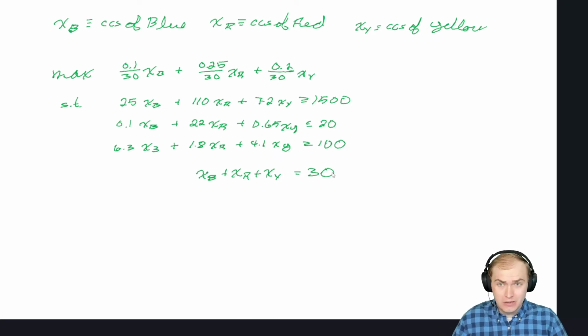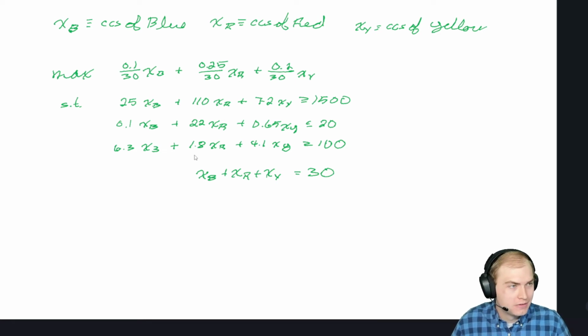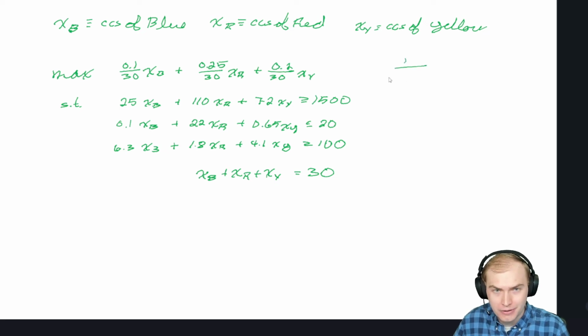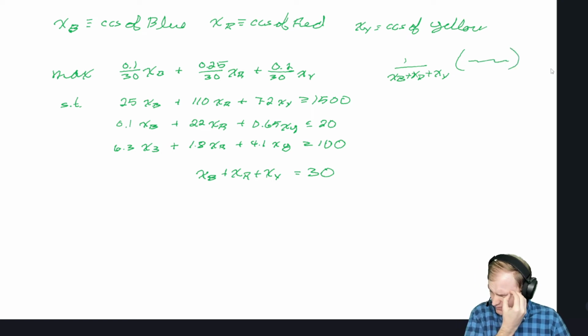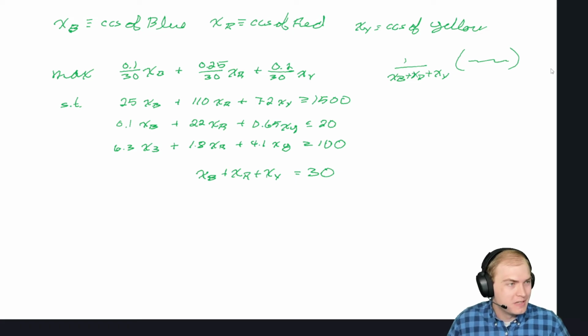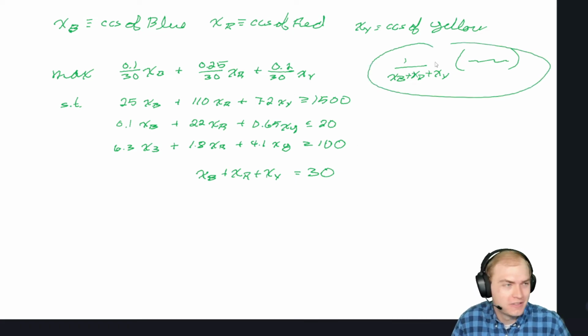Now, when I first wrote this problem, I didn't include the exactly 30 cc's issue, and then I ran into a problem where the average was, instead of 1 over 30, 1 over x_b plus x_r plus x_y times some stuff on the inside. The problem I realized is that this is not linear, so I was asking you guys to write a non-linear program.